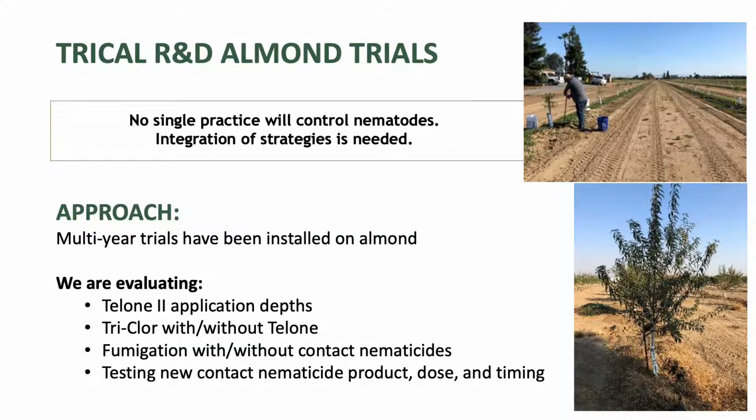We have established multi-year field trials to examine the performance of TRICLOR and Telone to determine nematostatic efficacy on key plant parasitic nematodes that are known to cause damage to almonds and walnuts. We are evaluating Telone at different application depths, TRICLOR with or without Telone, fumigation with or without contact nematicides, as well as testing new contact nematicides, looking at product, dose, and timing.